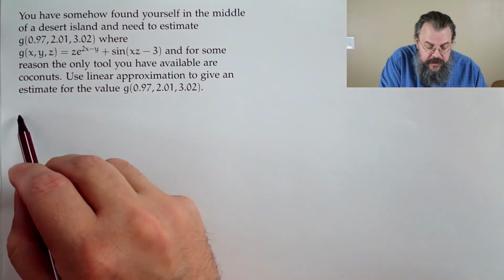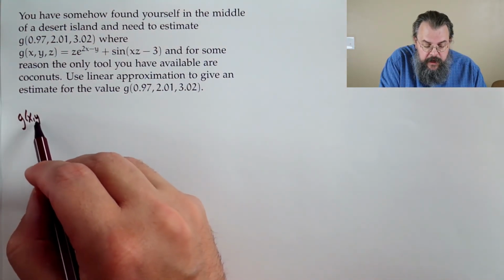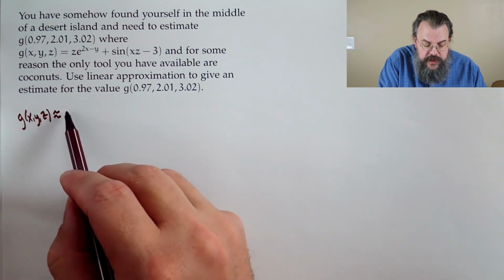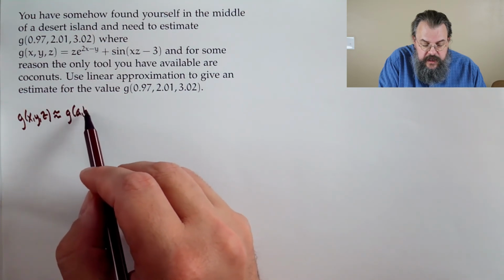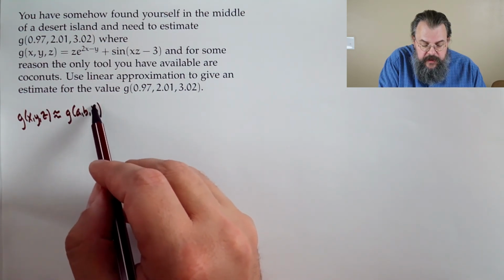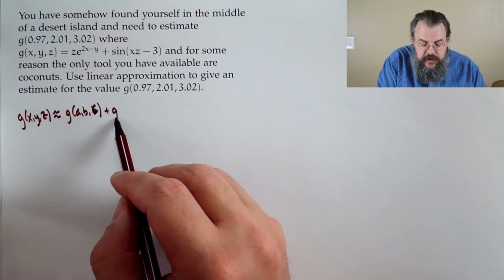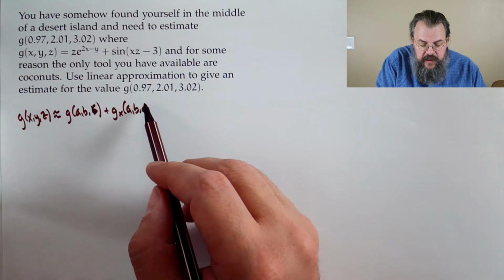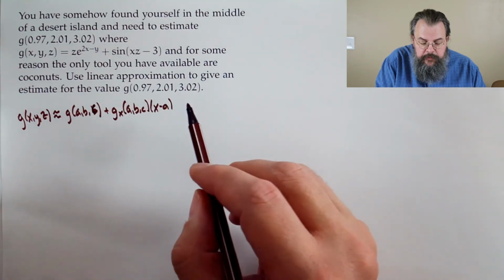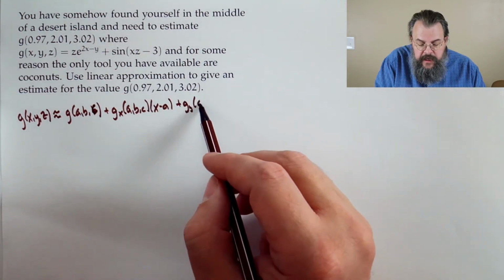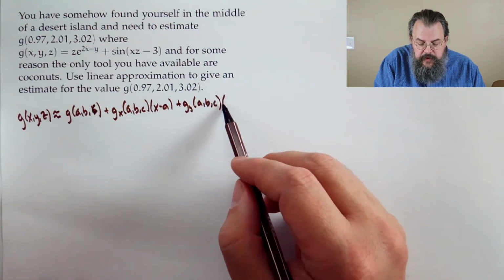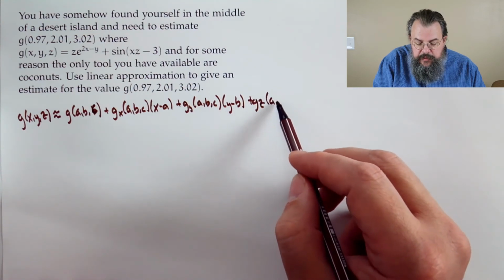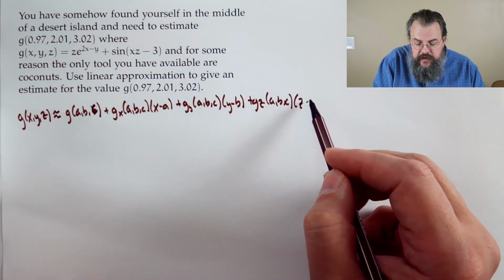It is the following. g(x, y, z) is approximately the function at the point we're interested in, (a, b, c), plus g sub x at (a, b, c) times x minus a, plus g sub y at (a, b, c) times y minus b, plus g sub z at (a, b, c) times z minus c.